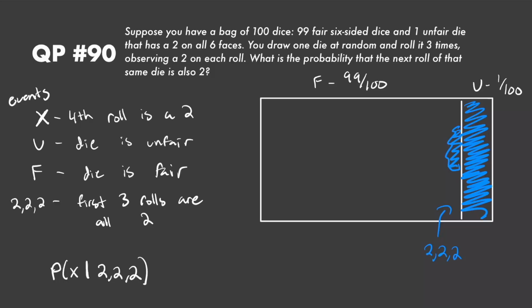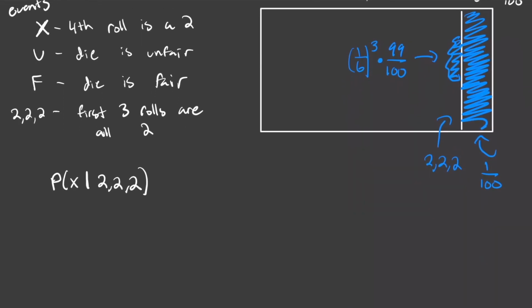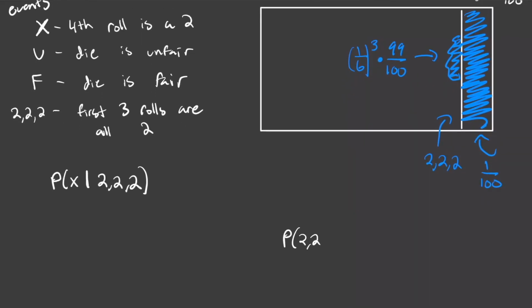So we can actually calculate this now. The density of this blue region takes up 100% of 1 out of 100 of the total probability space. Now for the fair die, we have a 1/6 cubed chance of getting 3 2s in a row, and then that's going to occupy this amount of 99% of our probability space. So the total probability of this event occurring is just going to be the sum of these. It's going to be 1 out of 100 plus 1/6 cubed, which is actually 1 on 216, times 99 on 100.